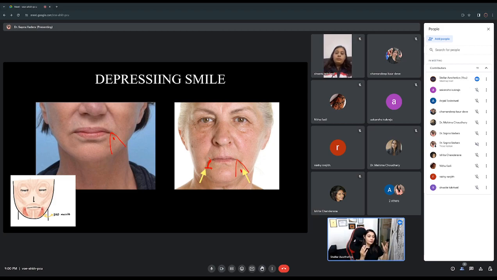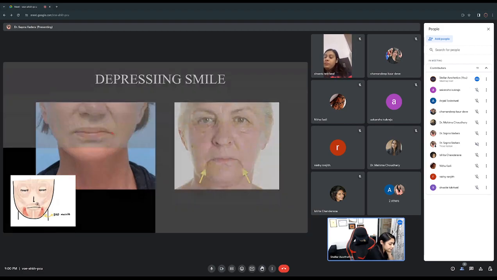So when a patient comes to you with a sad smile, you have to evaluate three things. First, the extent of the drooping. The second thing that you have to evaluate is also, there's one more difference in these two pictures.